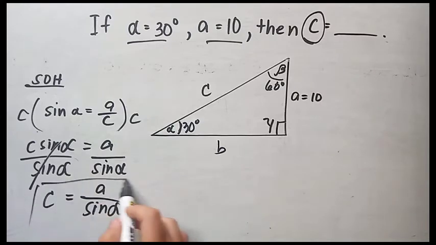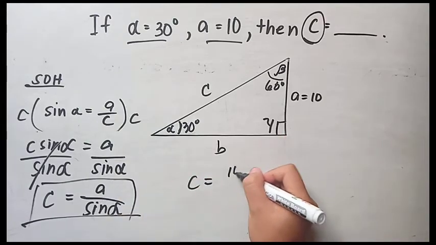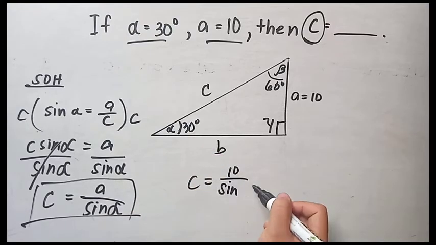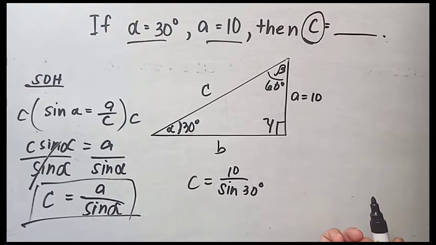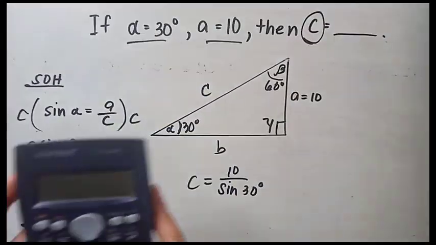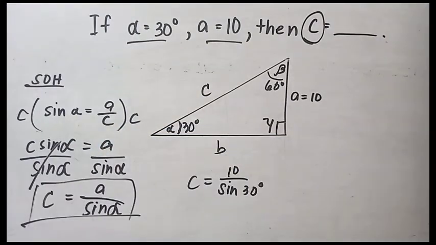So, ito na yung gagamitin natin to find C. So, C is equal to what is our opposite side? That is 10 all over our sin alpha, or that is sin 30 degrees. So, using our calculator, so that is 10 all over sin 30 degrees is 20. So, our side C is equal to 20 units. So, C is equal to 20 units.